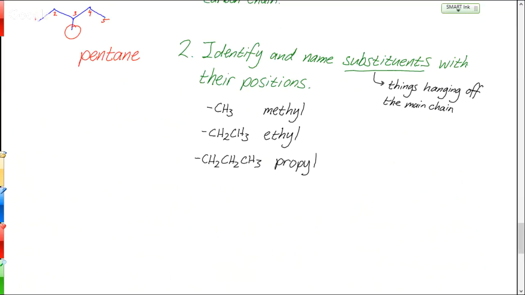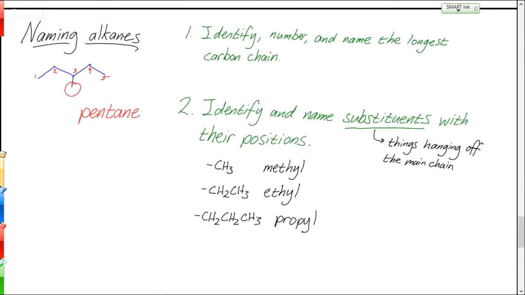All right. So in this case, what type of substituent is coming off of that main chain? Methyl, right? It's 1 carbon. So instead of just pentane, the name of this molecule should be methylpentane, to show that there's a methyl, a 1-carbon group coming off of that pentane chain.